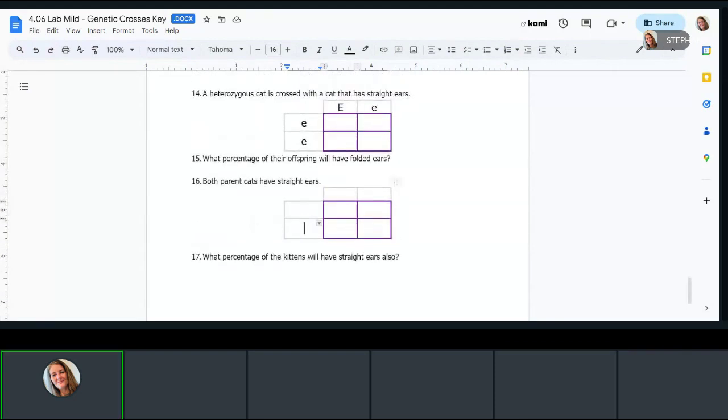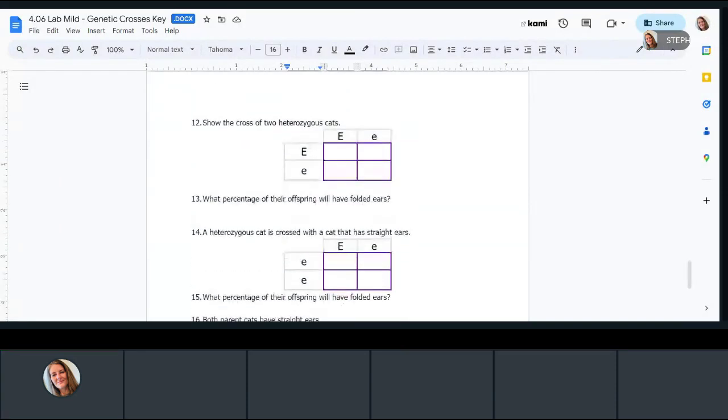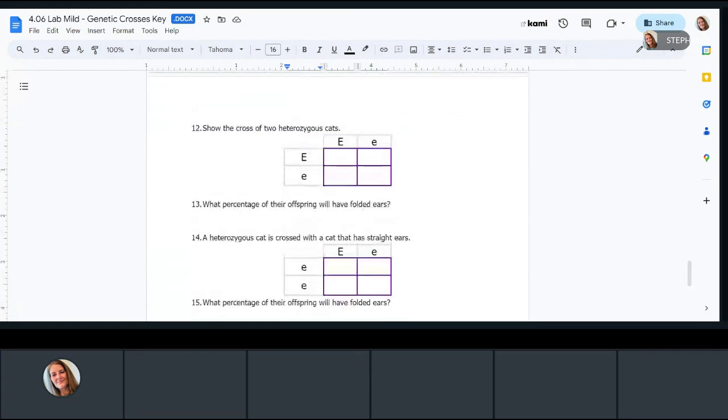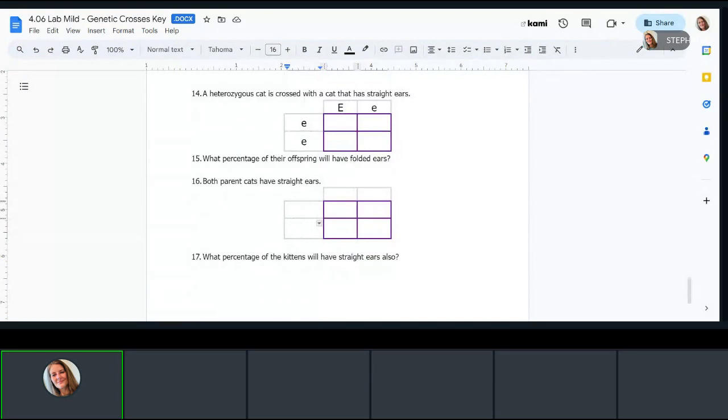Save what you come up with, and this goes in the Dropbox under the 4.06 lab. This is due tomorrow on 12/21. If you have any questions, please come to class tomorrow. We will be reviewing this lab in class.